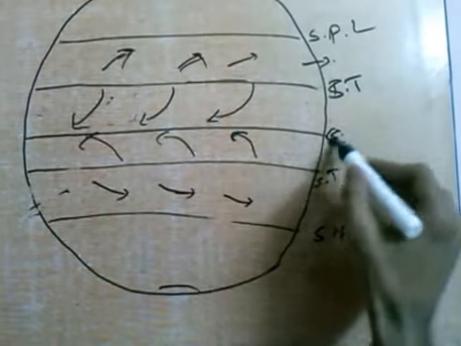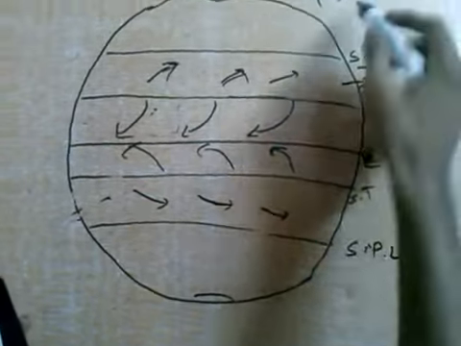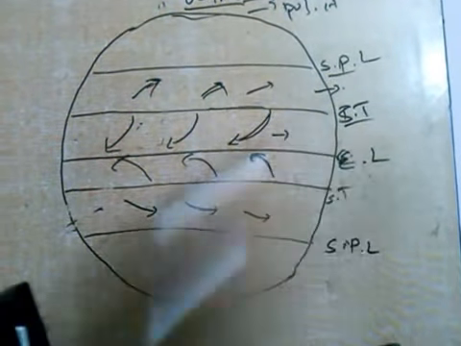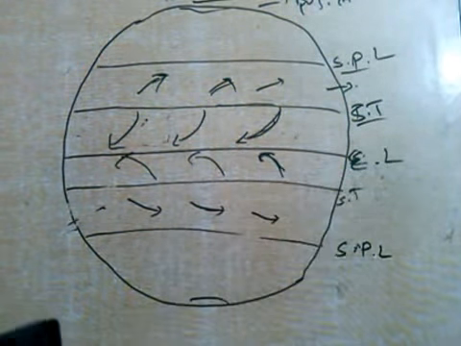So next we are going for the wind system. This is the equatorial low pressure belt, subtropical high pressure belt, subpolar low pressure belt, and polar high. This region is called the trade winds. So northeast trade wind, southeast trade wind.